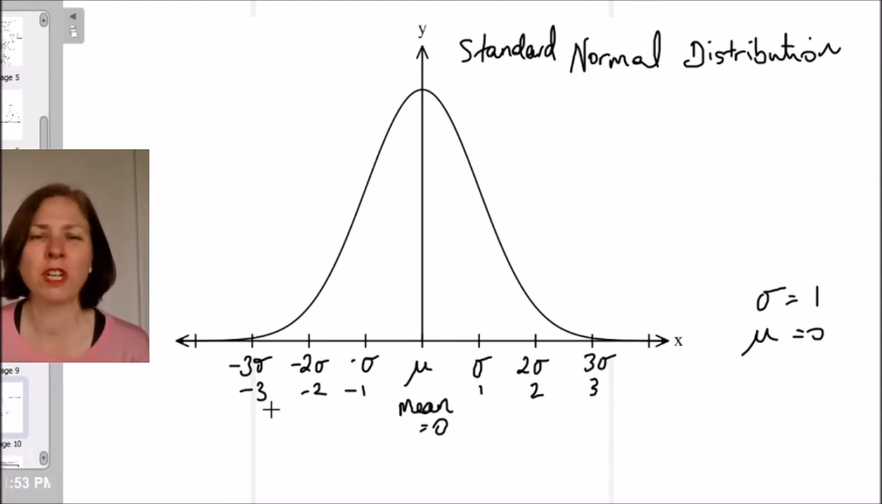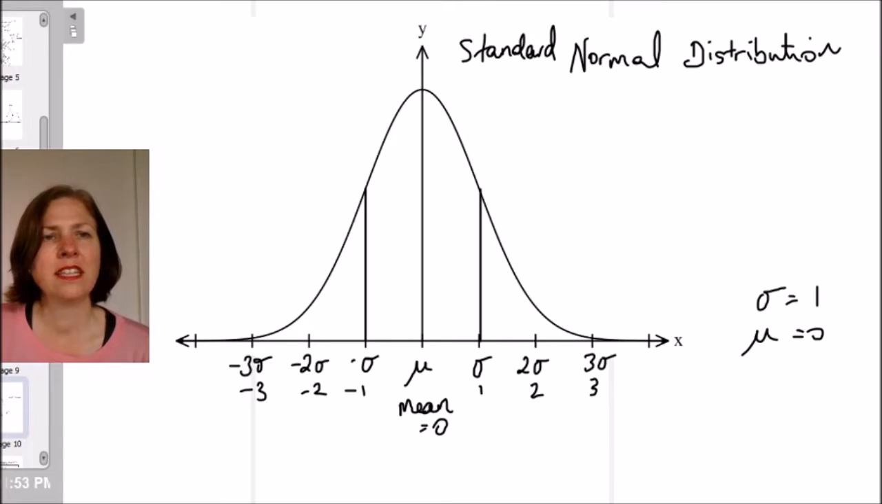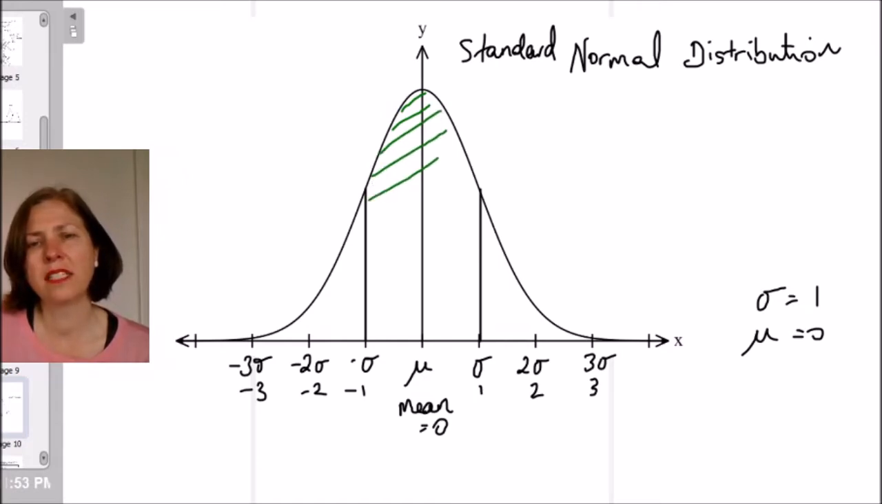So the first question I'm going to ask is, what is the probability that if I choose a random value in this distribution, it's going to fall in this green shaded area, which is basically within a distance of 1 standard deviation from the mean?